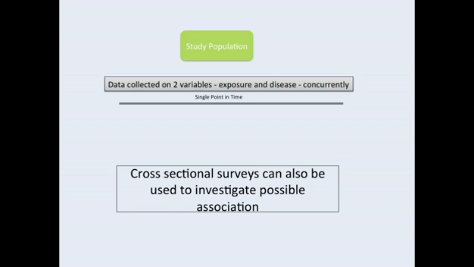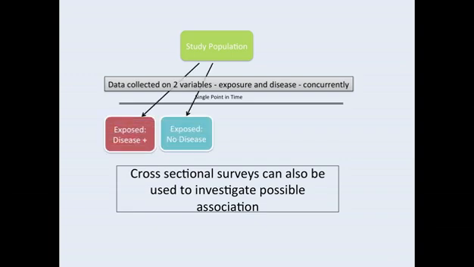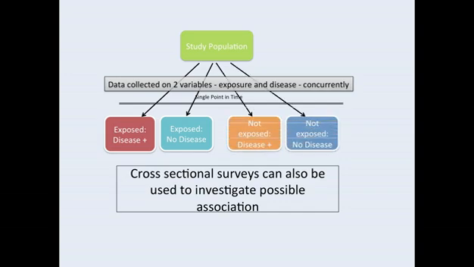Cross-sectional surveys can also be used to investigate possible association between two variables. Cross-sectional studies allow us to collect data on one or more variables at any given time from a study population. If we collect the data on two variables, one being a risk factor and the other being a disease outcome, at the same time, we can estimate the association between these two variables by classifying the sample into one of the four cells: exposed and unwell, exposed and well, not exposed but unwell, not exposed and well.